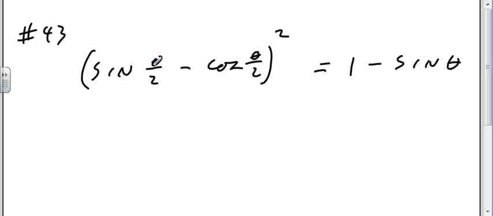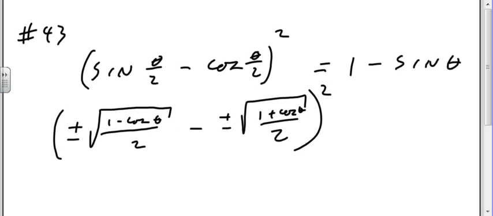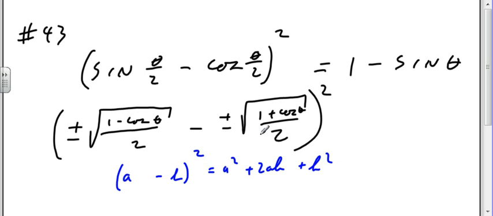So I look at the sine of theta over 2, and I see that that's plus or minus the square root of 1 minus cosine theta over 2, minus the cosine of theta over 2, and I see that that's plus or minus the square root of 1 plus cosine theta over 2, and I'm supposed to square it. I look at that and I say, well, this is the difference of two things that I'm squaring, right? So that means I'm going to have a squared plus 2ab plus b squared. It's actually going to be minus 2ab. All right, so that's what I'm going to end up with.